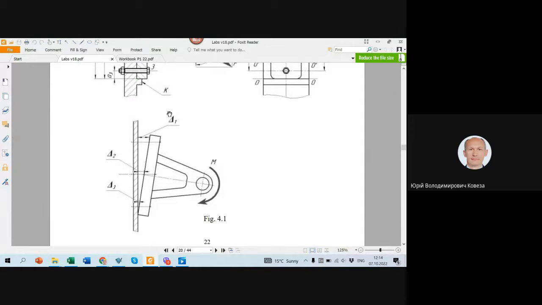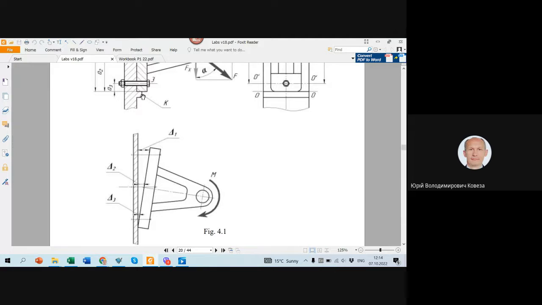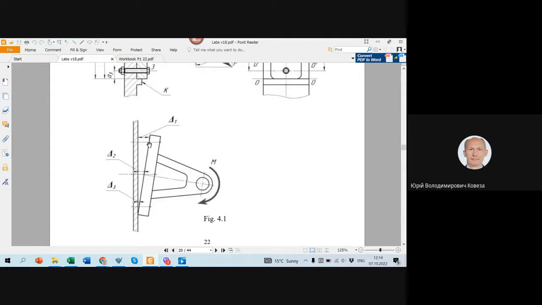According to this mechanism, when we don't have shear stresses in the bolt, we can consider our mechanism like a body which is loaded with moment only. According to this moment, the bracket tries to turn around a specific point. We will discuss what point.